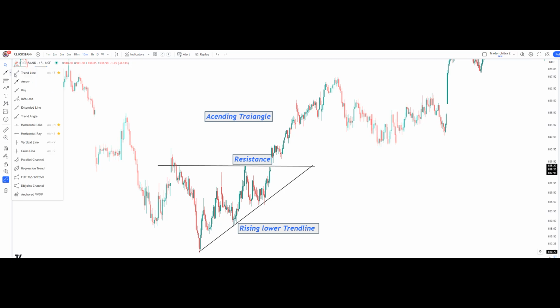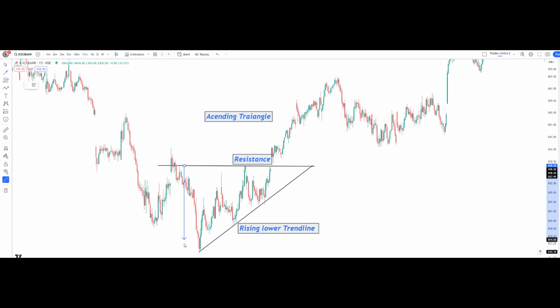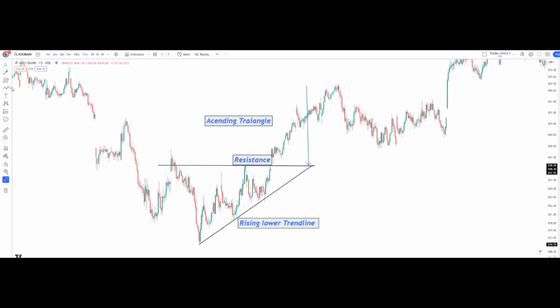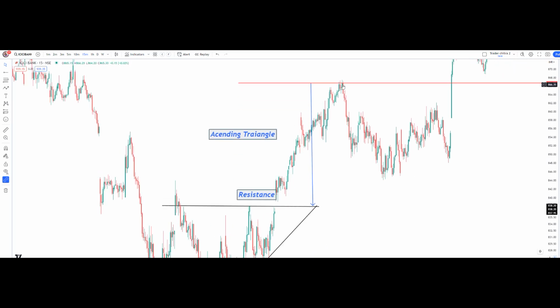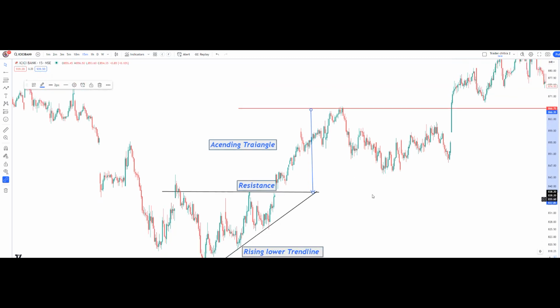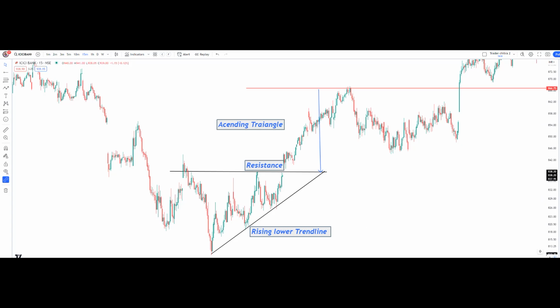And what will be the target of this particular trade? The distance between the triangle, the height of the triangle, is the target. Once we keep the target here, this is the target. Exactly, the target got achieved and we saw the reversal from that particular level. So this is how we have to trade with the ascending triangle.